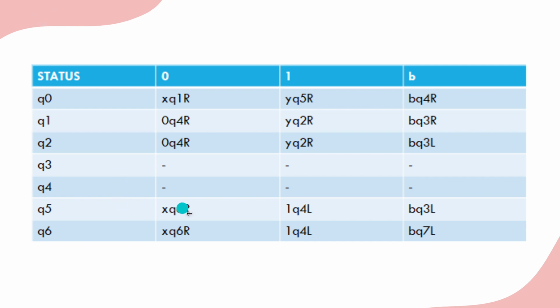When we are on the Q5 state and our input is 0, then (X, Q6, R), and if input is 1, then (1, Q4, L). If input is B, then (B, Q3, L). And the last state, Q3, is given as follows: on the input of 0, (X, Q6, R), on 1, (1, Q4, L), and on B, (B, Q7, L).